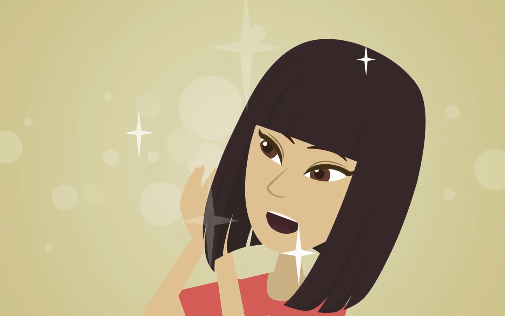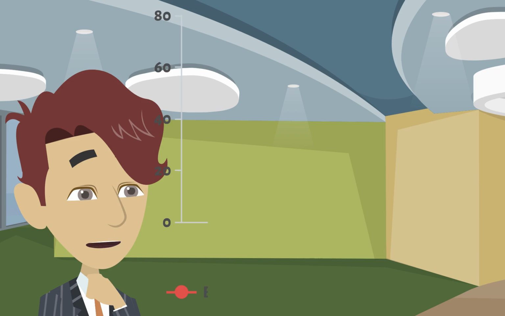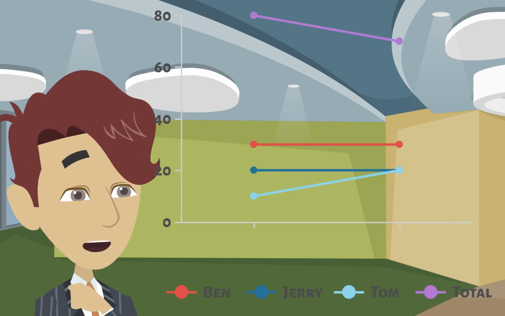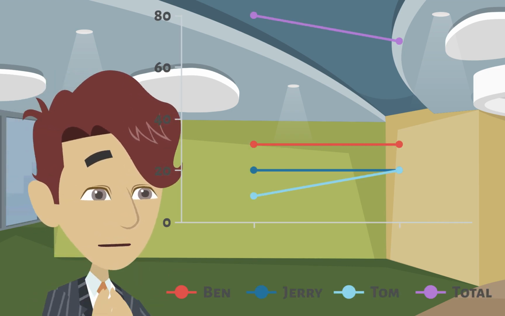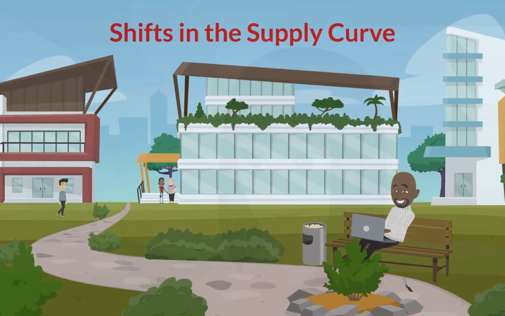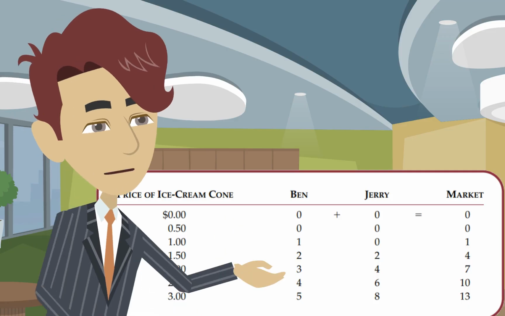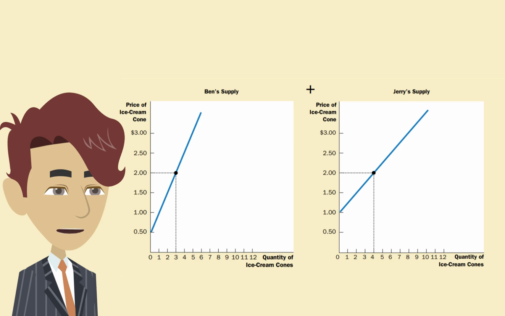And the supply curve for the market is just the sum of the individual supply curves? Yes. To find the total quantity supplied at any price, we add the individual quantities from the supply curves horizontally. Shifts in the supply curve. When the price of sugar falls, it becomes cheaper to produce ice cream because sugar is a key ingredient.